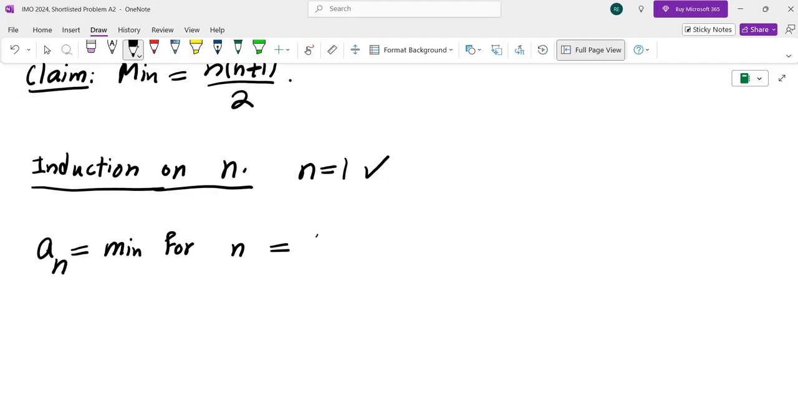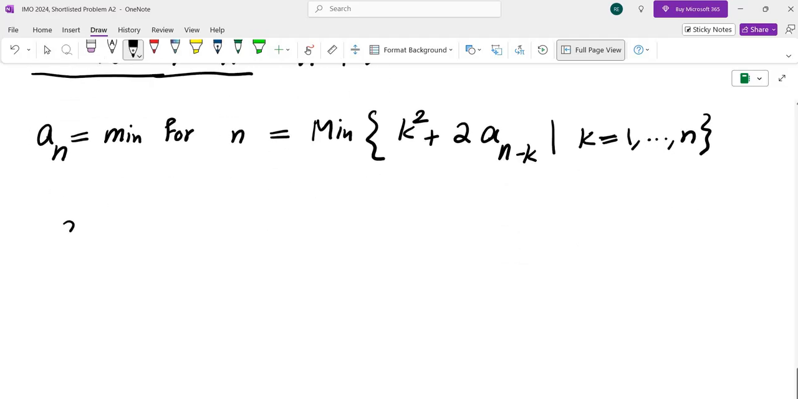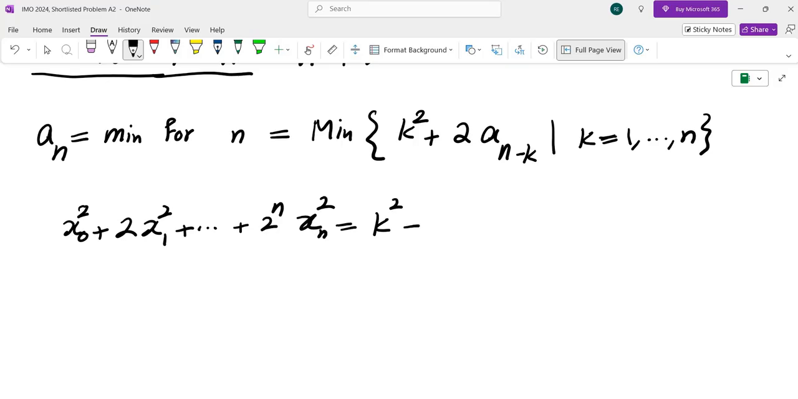to do the minimum of, we take some k, we said x0 equals k, and then we take twice a_(n-k). This is what we need to do. And k could be anywhere from 1 to n. And the reason for this is that if you look at x0 squared, 2x1 squared, all the way to 2^n x_n squared, this is the same as k squared plus twice x1 squared, all the way to 2^(n-1) x_n squared.